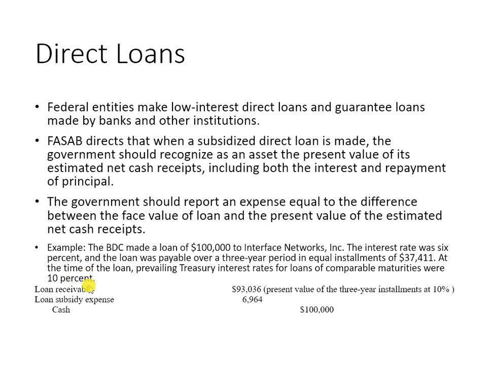So if you go to the market, you pay 10%, but if you have a loan from the government, the interest will be 6%. Obviously, this is a subsidized loan. And because of that, the government is going to absorb the cost. Okay? So we debit loan receivables, which is the present value of the 3 payments at 10%, discounted at the market interest rate, so $93,036, which is below the face value of the loan amount. The difference between these two is the government's expense. So debit loan subsidy expense, $6,964. Okay?